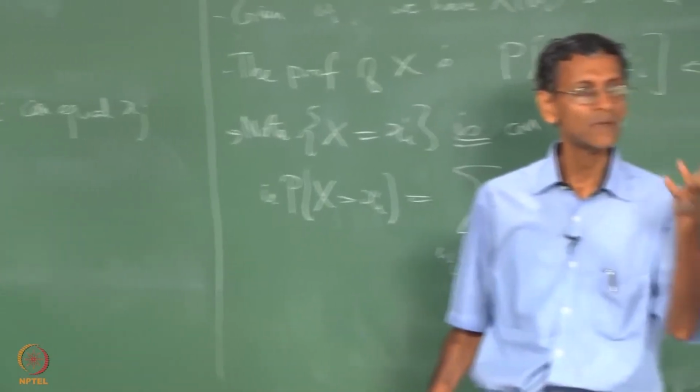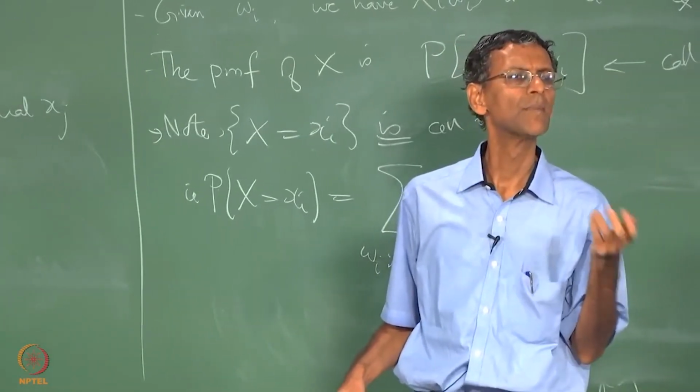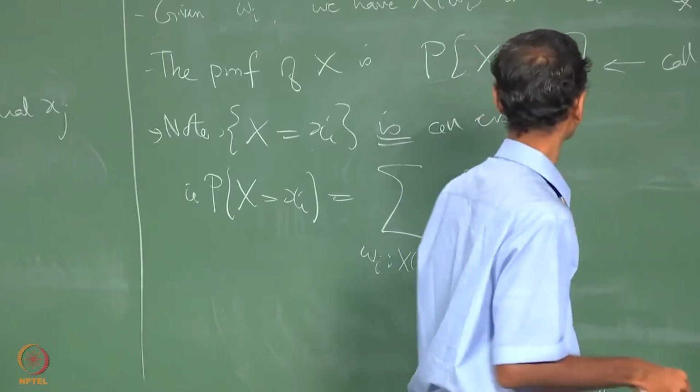Is this okay, or do you have a question here? Sir, is omega i like disjoint?